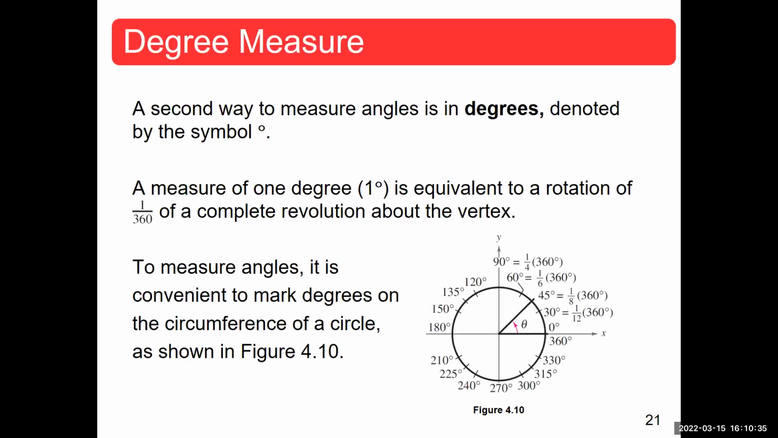Degree measures, we have already been talking about. A degree is basically one revolution equals 360 degrees. That's one revolution. So basically 2 pi equals 360 degrees. 1 pi equals 180 degrees. And pi over 2 equals 90 degrees.